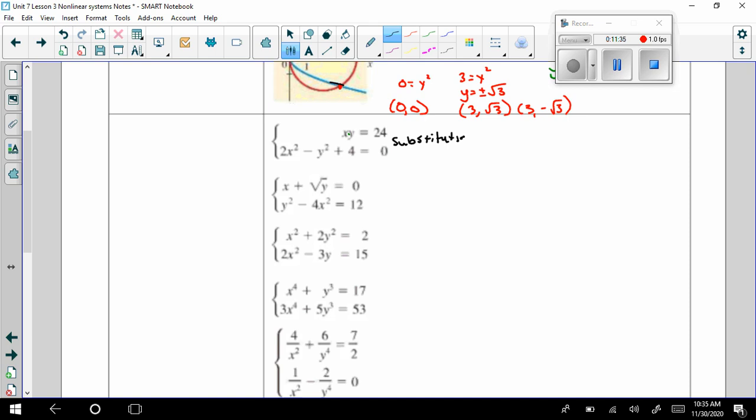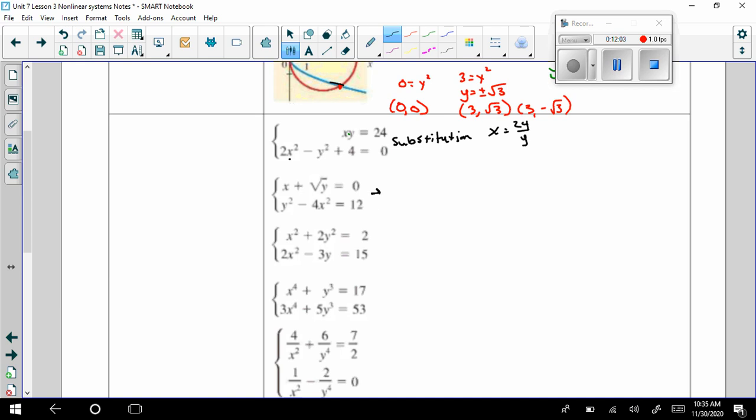You wouldn't be able to use elimination for that. So substitute in x equals 24 over y, and you could plug that in for the x. Or even easier, so that you don't have to deal with the 2, y equals 24 over x. Okay, and substitute that in.